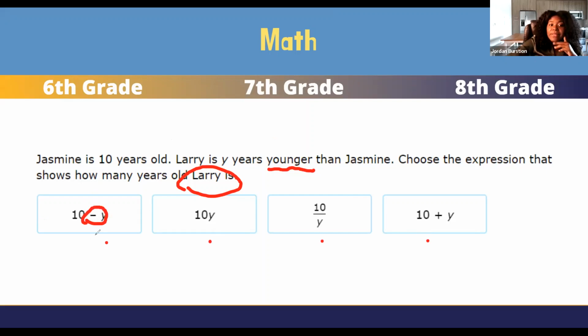Awesome, awesome. So that would mean Larry is 3 years old. I don't think I've ever met a 3-year-old named Larry.